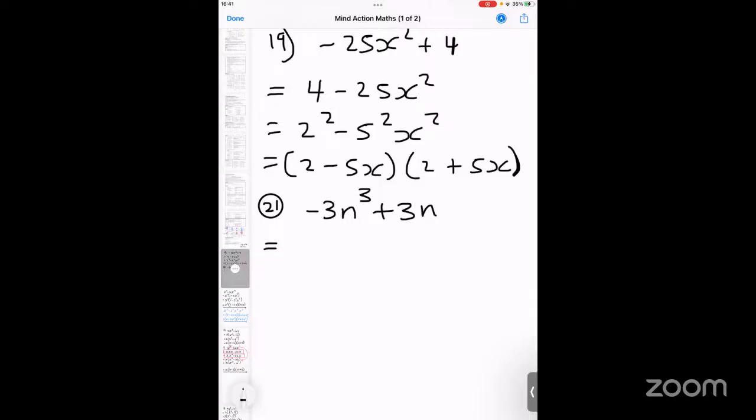First, you're going to write n, open bracket, negative 3n to the power of 2, plus 3, close bracket. Okay, that is correct.